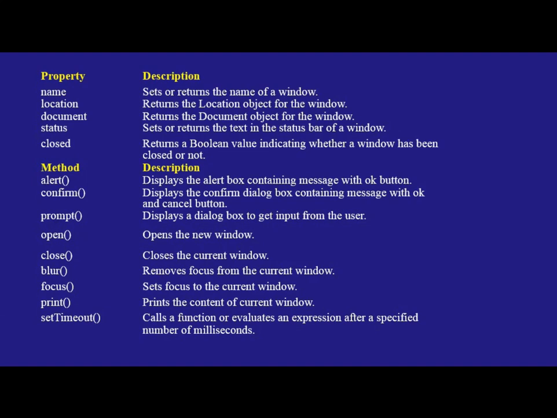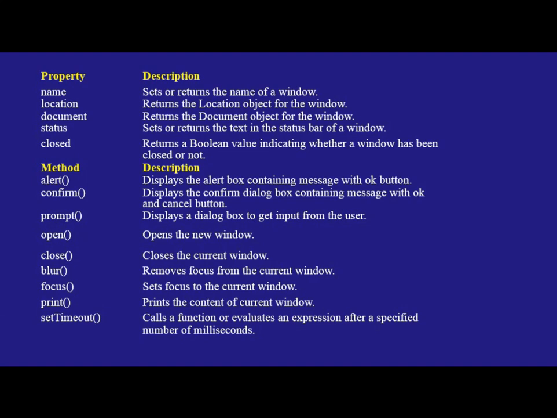And the setTimeout function or method, with which we can call a function or evaluate an expression after a specific number of milliseconds. In a specific time or second, if you want to display any message, we can use the setTimeout function. So these are the properties and methods we are going to use in JavaScript programs. Once you have written a JavaScript program using these properties and methods, you will understand.